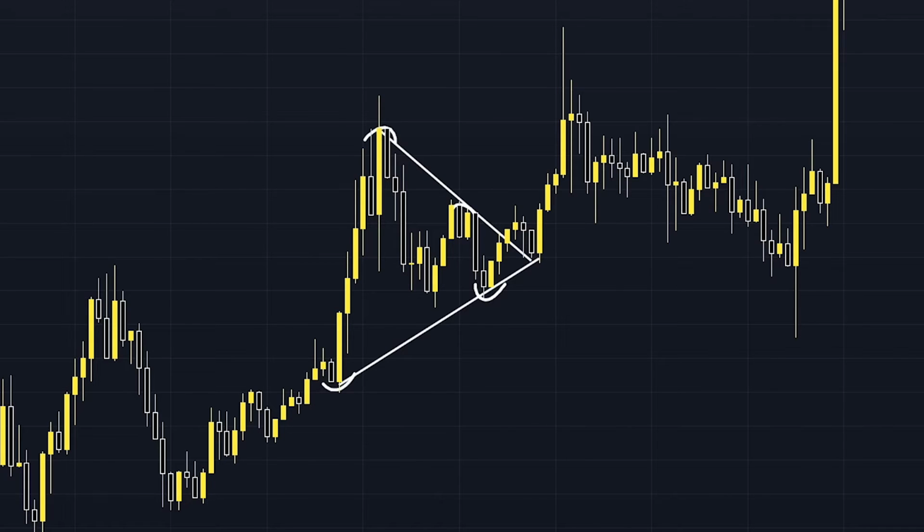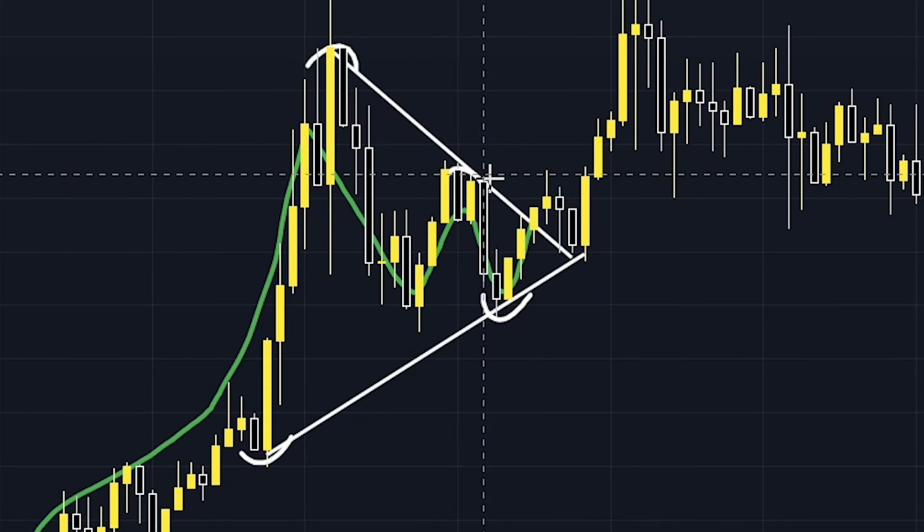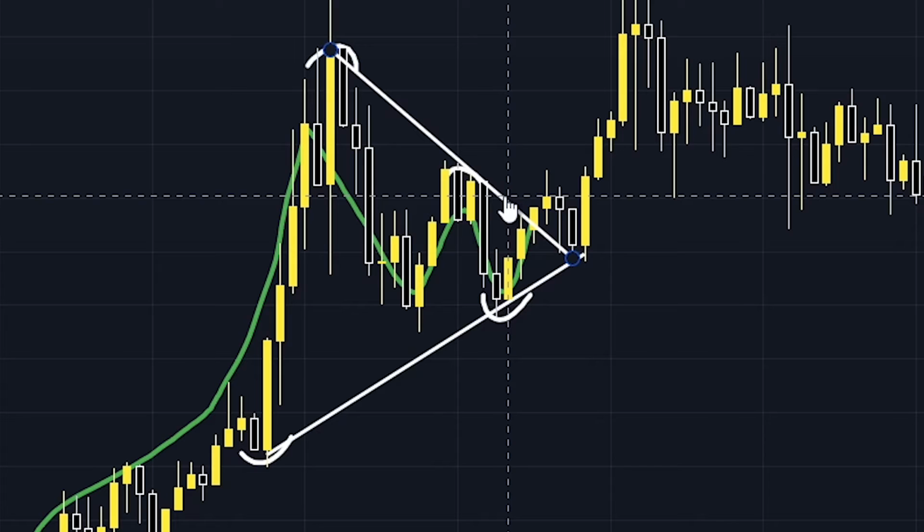Guys, as you can see, we have our symmetrical triangle. Since we had an uptrend entering this pattern, we expect an uptrend to exit. Easy as that. Now guys, whenever a candle breaks our upper trend line, this downtrend line, the pattern will be shaped, and we expect the price to have a huge move to the upside.